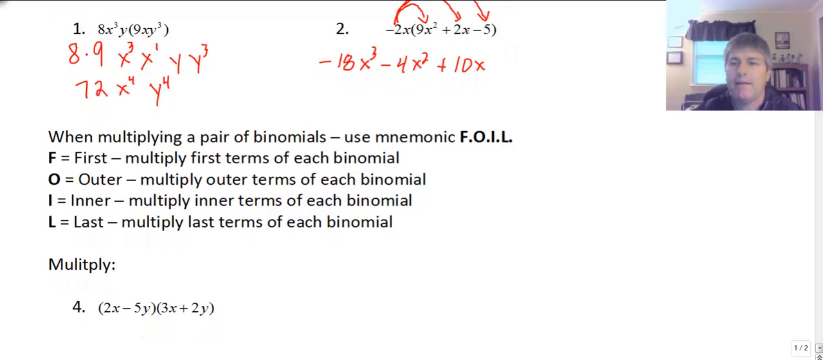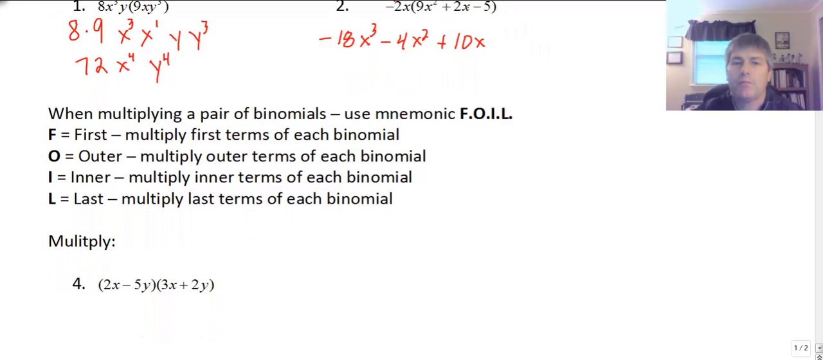When multiplying binomials, you guys probably have seen the mnemonic device FOIL, which stands for first, outer, inner, last. And essentially that is a tool for reminding you to multiply every single term in one binomial times every single term in the second binomial.